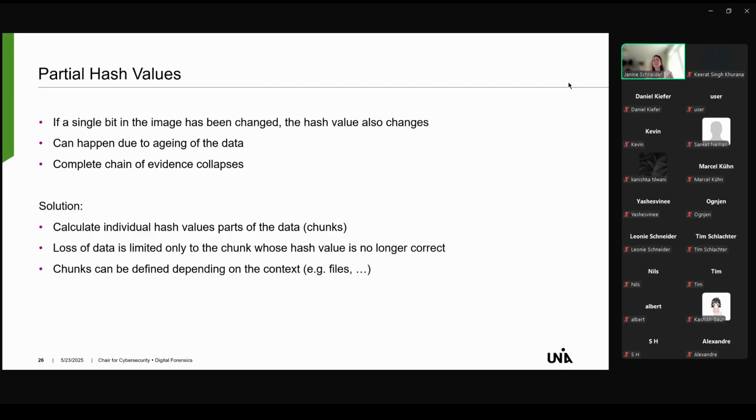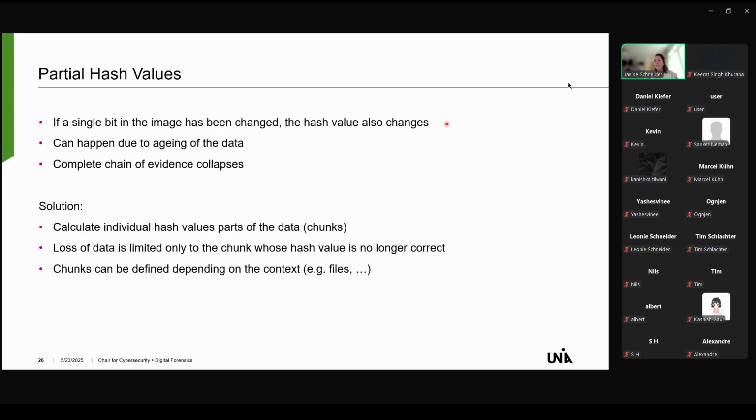Okay, so for hashes, as I said, nowadays we have big amounts of data, and what is usually done is you create a copy of the whole storage device, and you also hash the whole storage device. But as we already talked about, if one single bit is changed, then the hash value also changes. And this is not the same thing as the hash table thing.